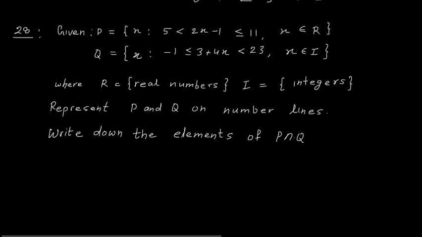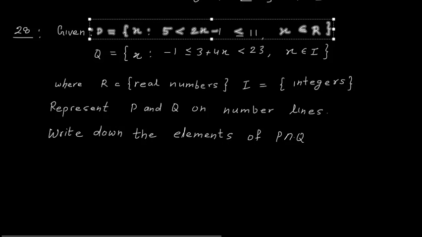Now this 28th question, given P is a set of all x where 5 is less than 2x minus 1, which is less than 11, x belongs to real number, and Q is a set of x where minus 1 is less than 3 plus 4x, which is less than 23. Here they mentioned that R is a real number set and I is integer set. We have to represent P and Q on number line and write down the element of P intersection Q. Okay. So we have to express them on number line first, and then we have to write P and Q.